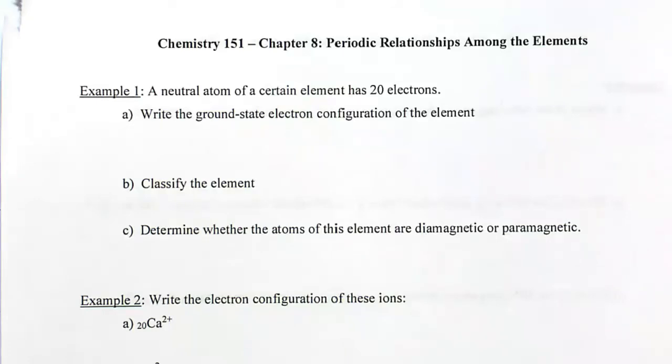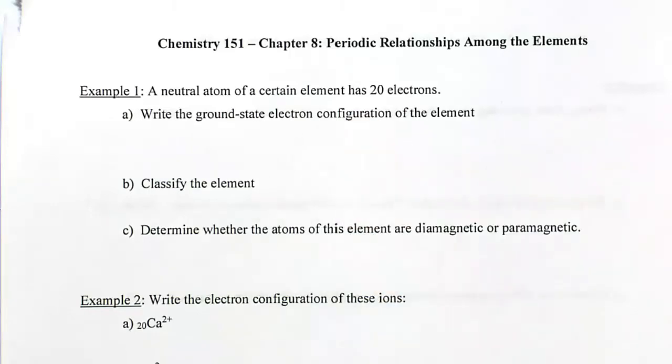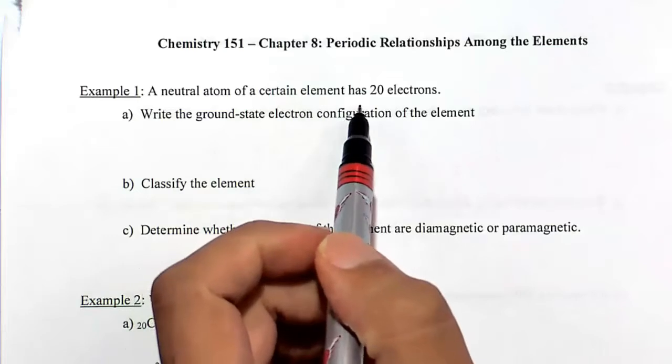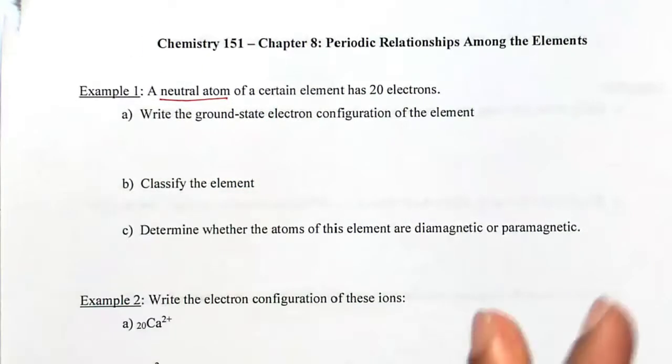So let's review periodic trends by doing an assortment of practice problems. So, periodic relationships amongst the elements. Some chapter 8 examples taken from your textbook. The first one: a neutral atom of a certain element has 20 electrons. Neutral atom means it's not an ion, it has a charge of 0.